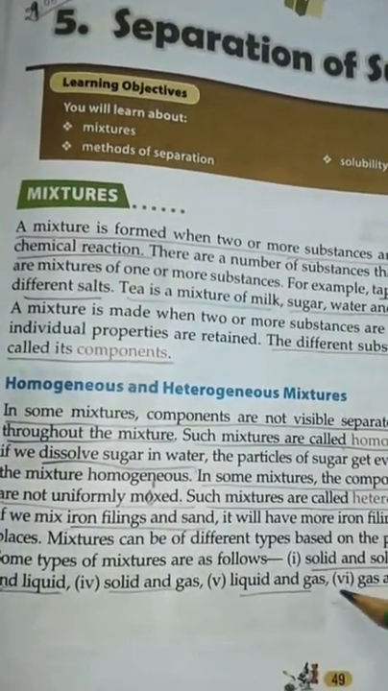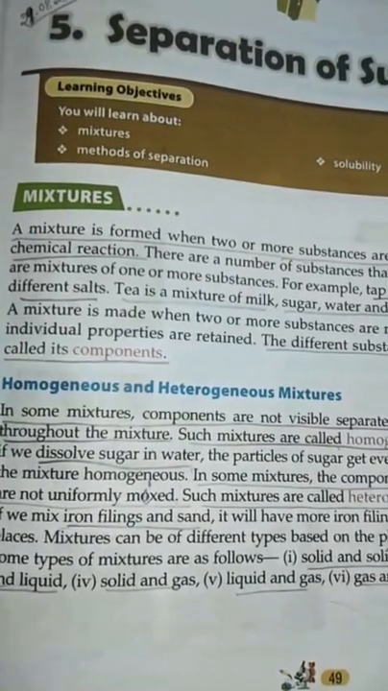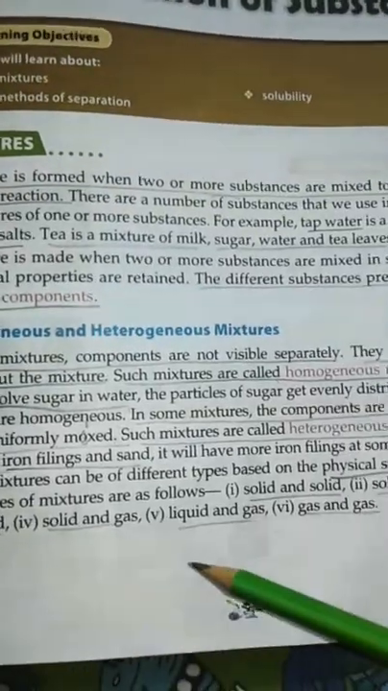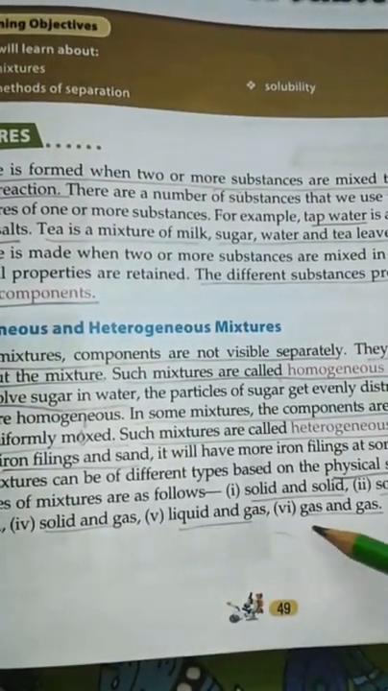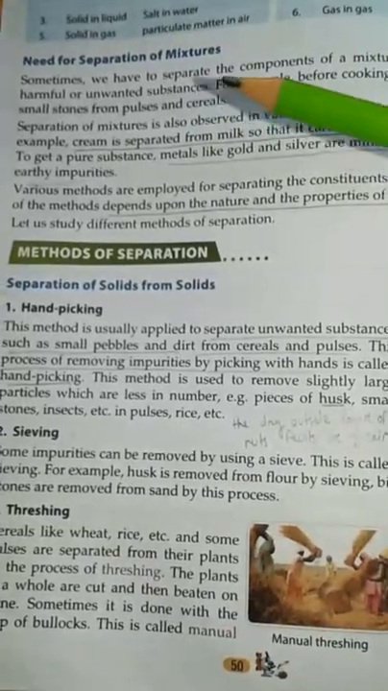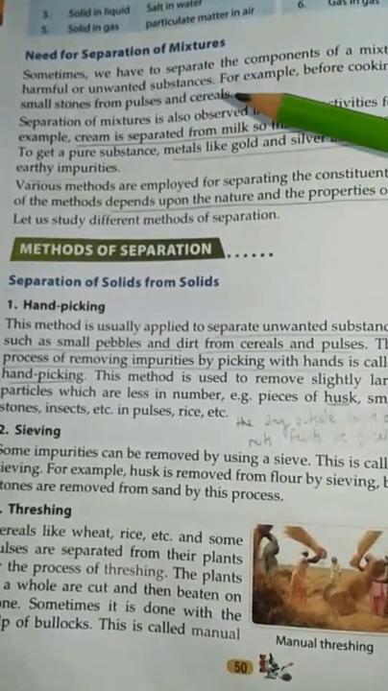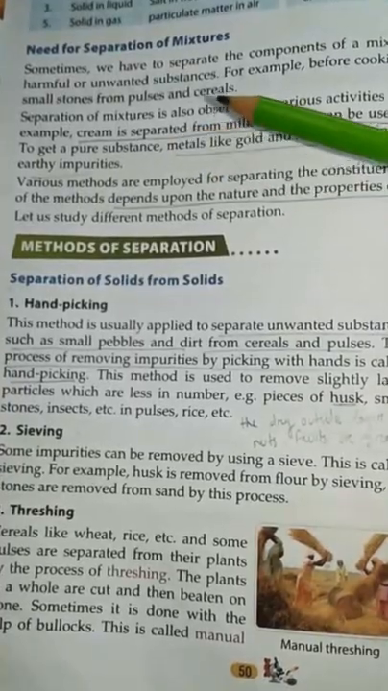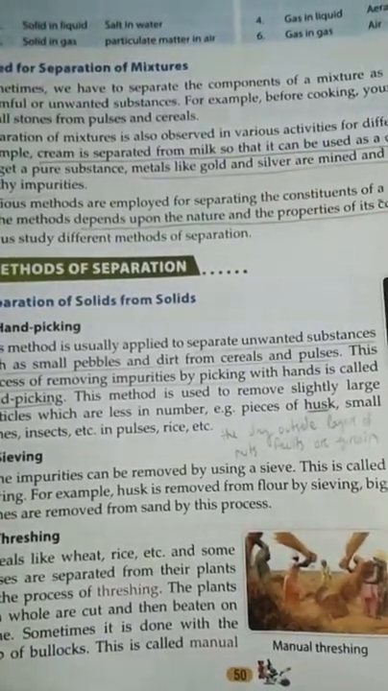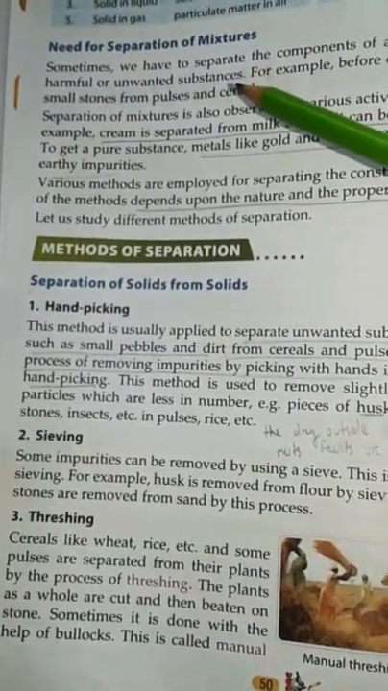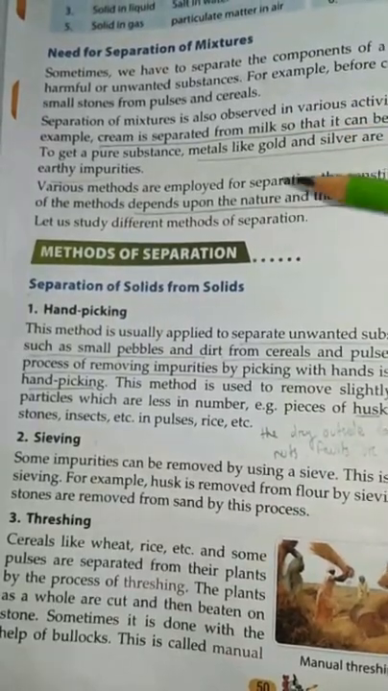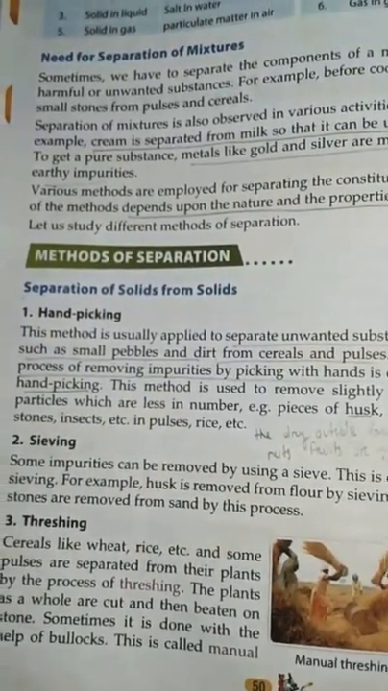They are solid and solid, solid and liquid, liquid and liquid, liquid and gas, and the last one is gas and gas. Need for separation of mixtures. Sometimes we have to separate the components of a mixture as they may contain harmful or unwanted substances. So we need to separate the mixtures.